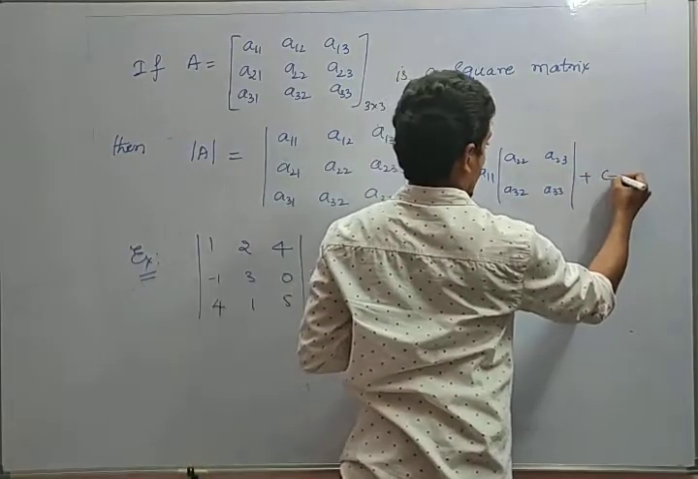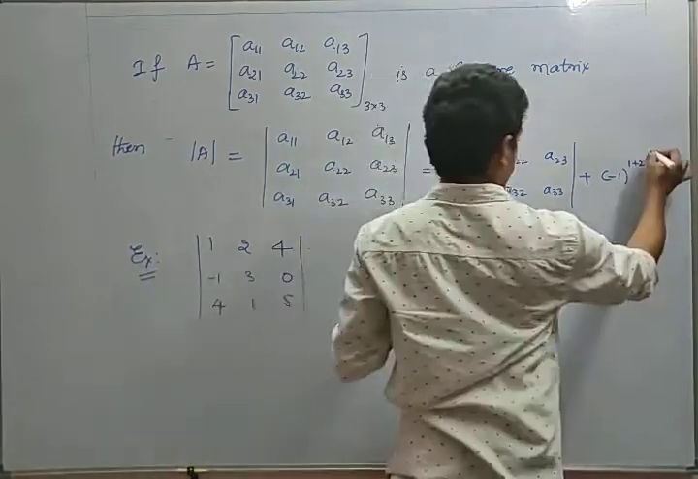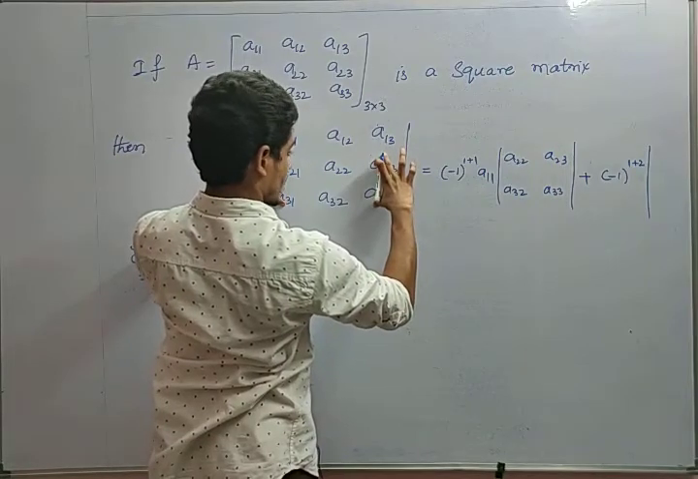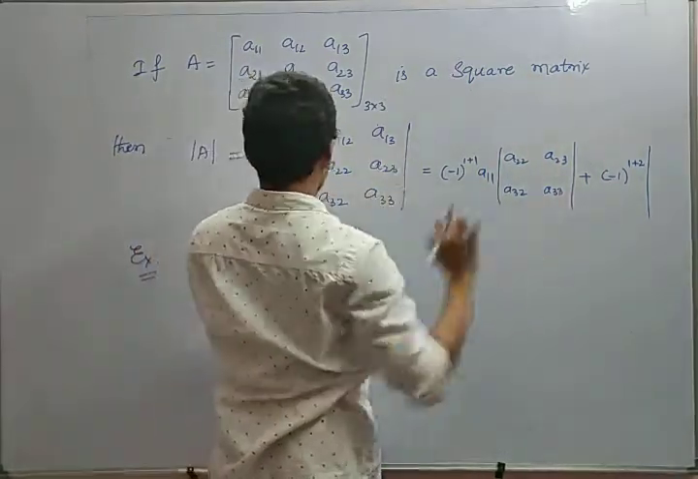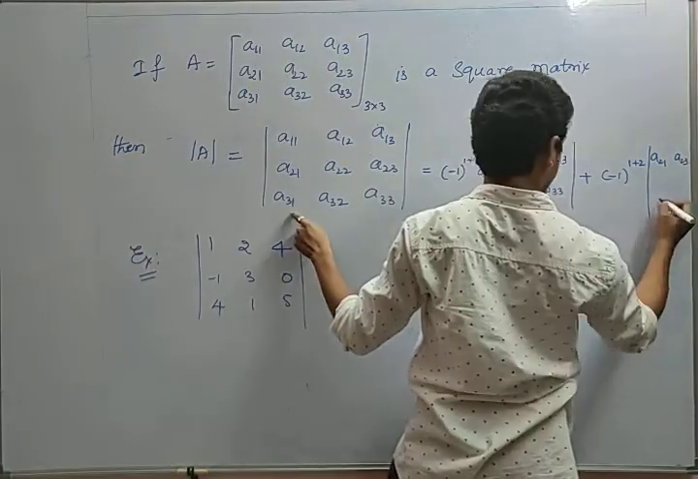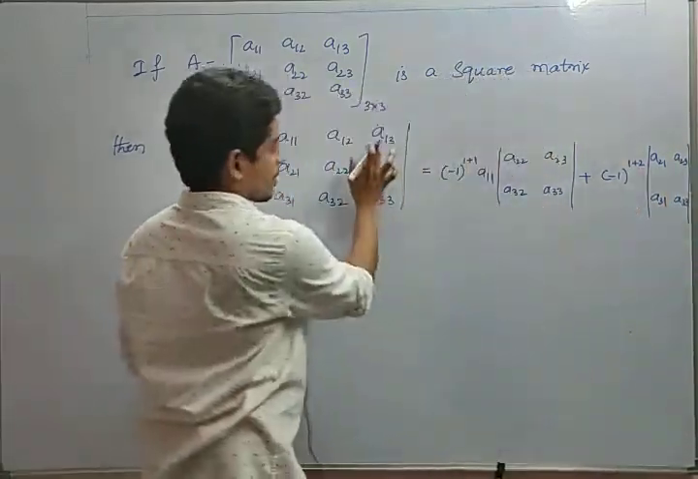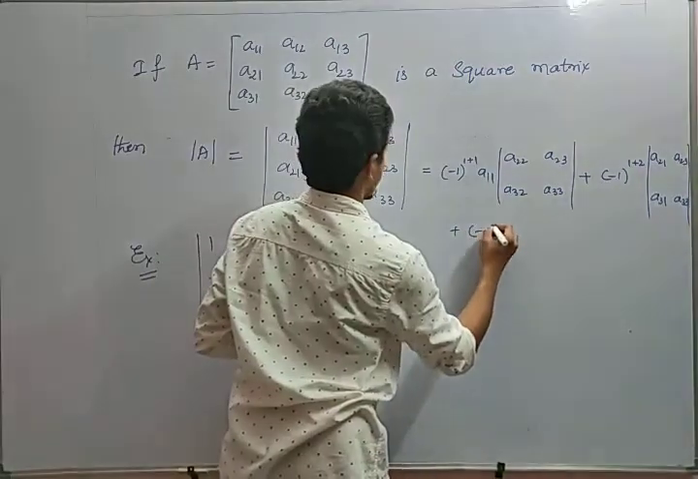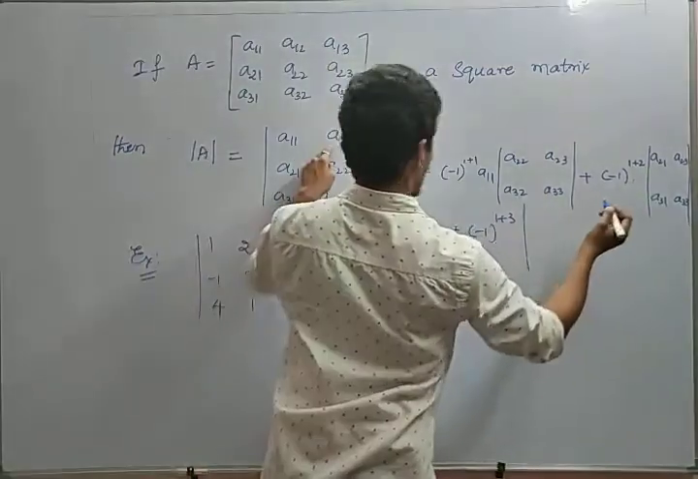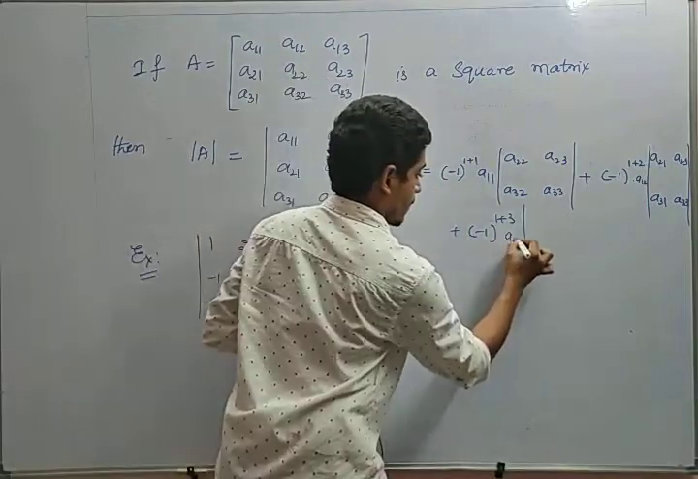So plus minus 1 power 1 plus 2, right? So by closing this row and this column, we are getting these four elements, right? So apply these four elements there, A21 and A23, A31 and A33. Fine. Now coming to this, plus minus 1 power 1 plus 3, into A13, right?